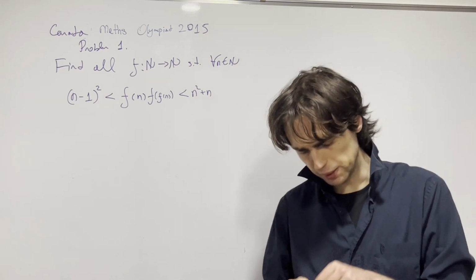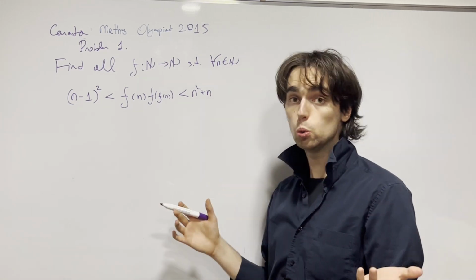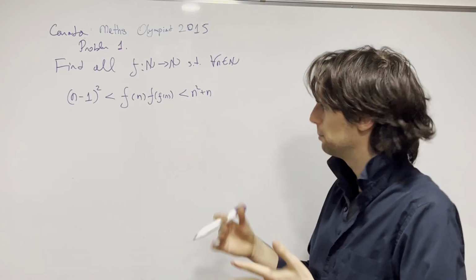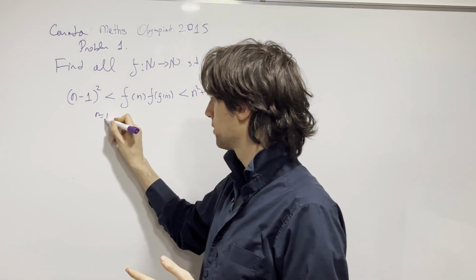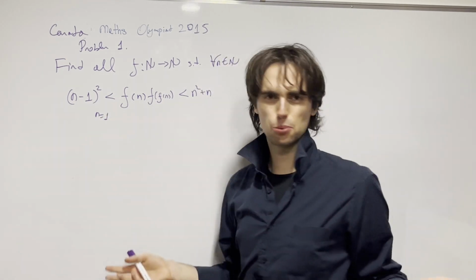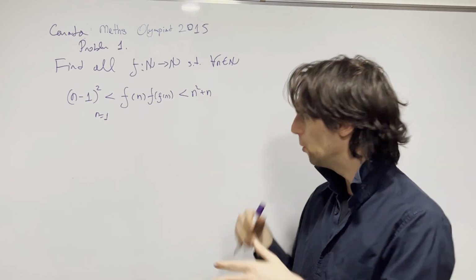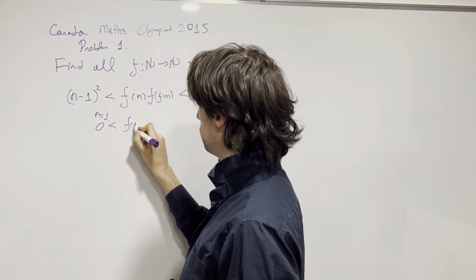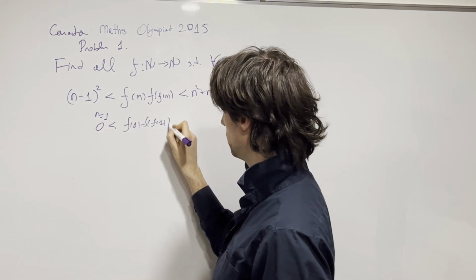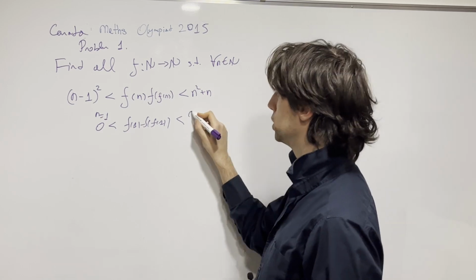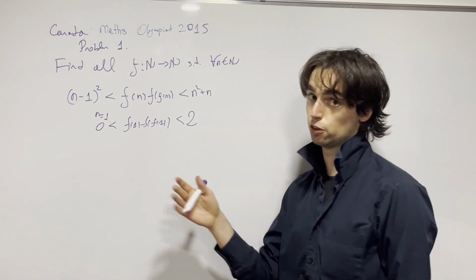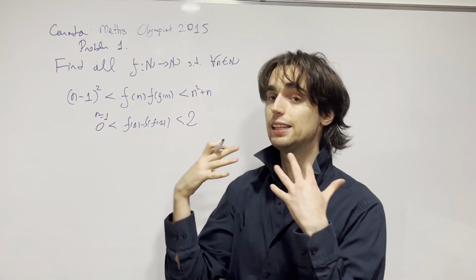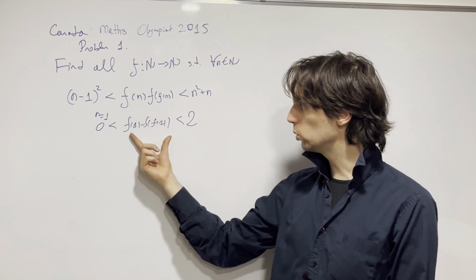So let's begin. How do you do this? I have no clue. It's the first problem, so it's not going to be too difficult, but let's see what it's about. First, let's plug in 1, because the smallest value is 1 and you want to get these first couple of values going to understand what's happening. So for 1, 0 is less than f of 1 times f of 1, and this is less than 1 plus 1, which is 2. Because we're in the natural numbers, this can only be 1.